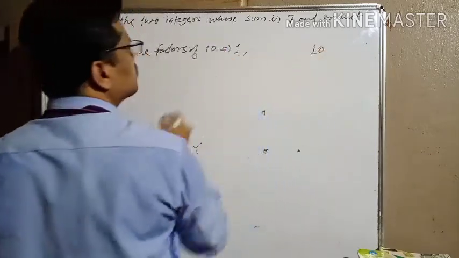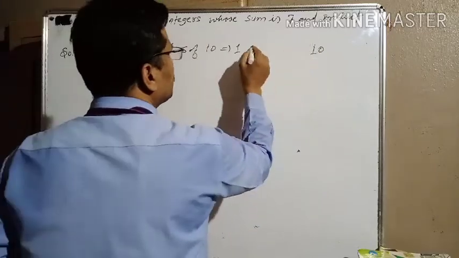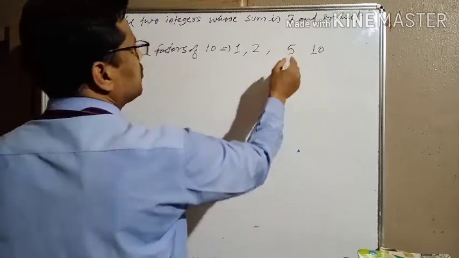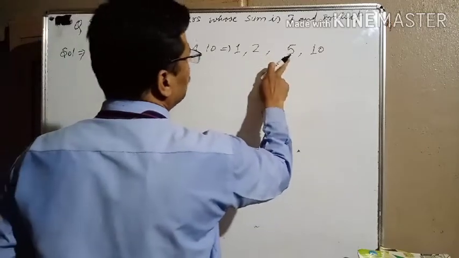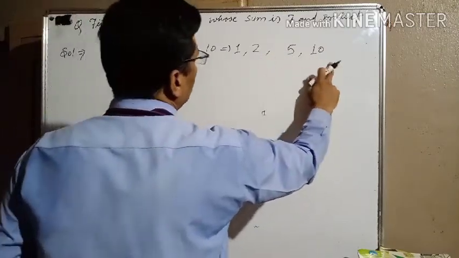Now, what comes after 1? 2 is coming. 10 is divisible by 2, five times, so we write 5 here. After 2, 10 is not divisible by 3, and not by 4. Now after 4, what will come? 5. 5 is already here. So we have got all the factors of 10.